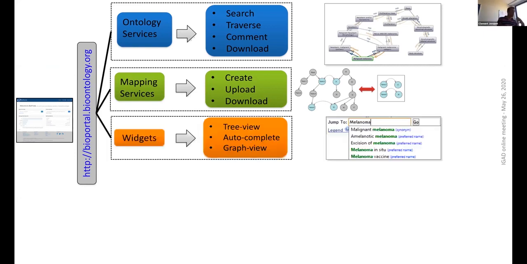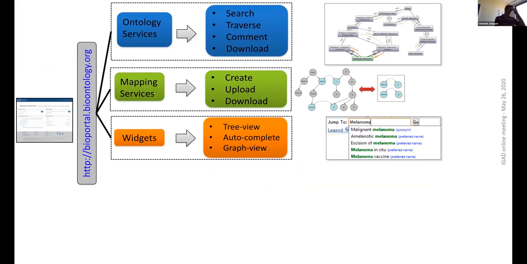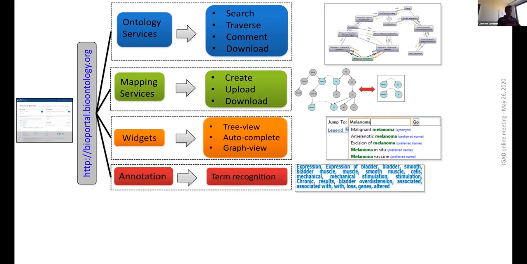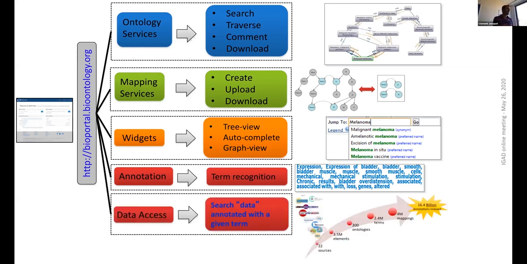You can use those UI widgets in your website to search through the terms in an ontology and plug your application to ontology terms directly, to incorporate ontology terms in your data. You can also annotate text data with the annotator that I will mention. And BioPortal used to have a data access service that we haven't reactivated in AgroPortal.